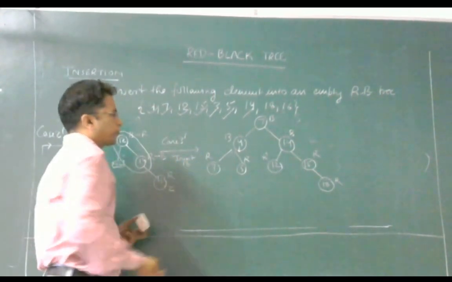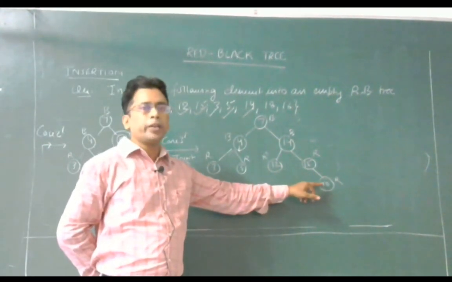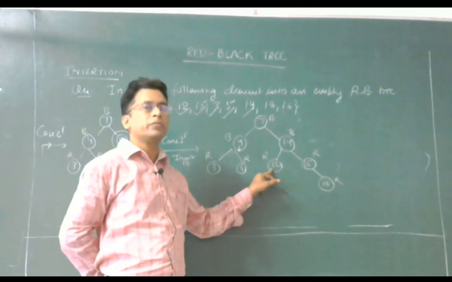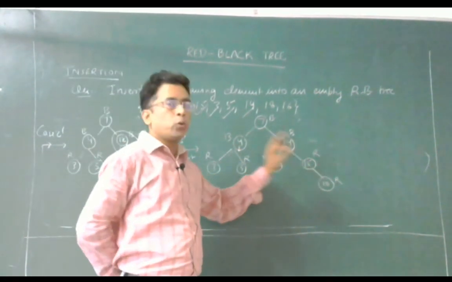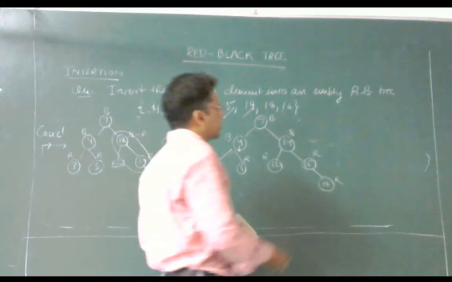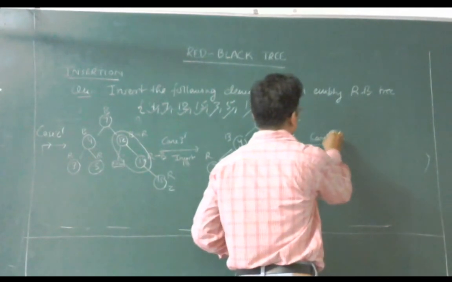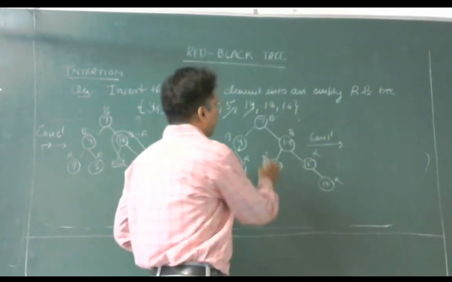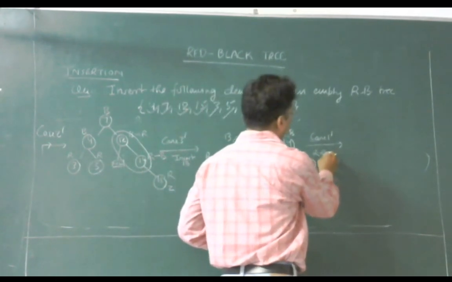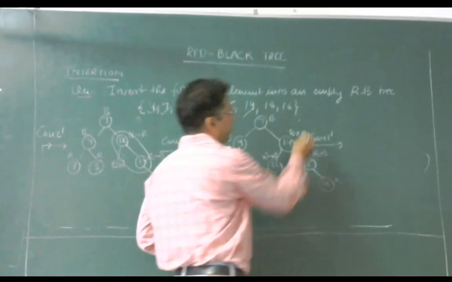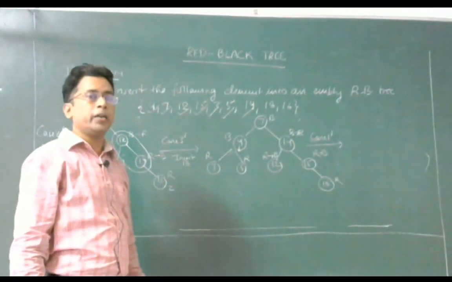After inserting 18, we find out that this is the example of case 1 dash, because uncle is of red color. Uncle is red, parent is red. So this is the example of case 1 dash. So after case 1 dash, what will happen? The uncle will be colored into black, parent will be colored into black, and grandparent would be colored into red.